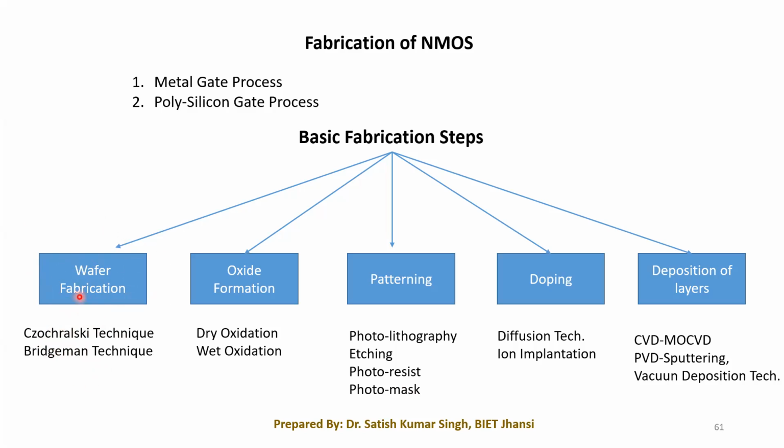So obviously we need to have the wafers. Without wafers we cannot fabricate anything. So onto the wafers we have to make our device. This is one of the things that we need to understand. Next, the next process is our oxide formation.